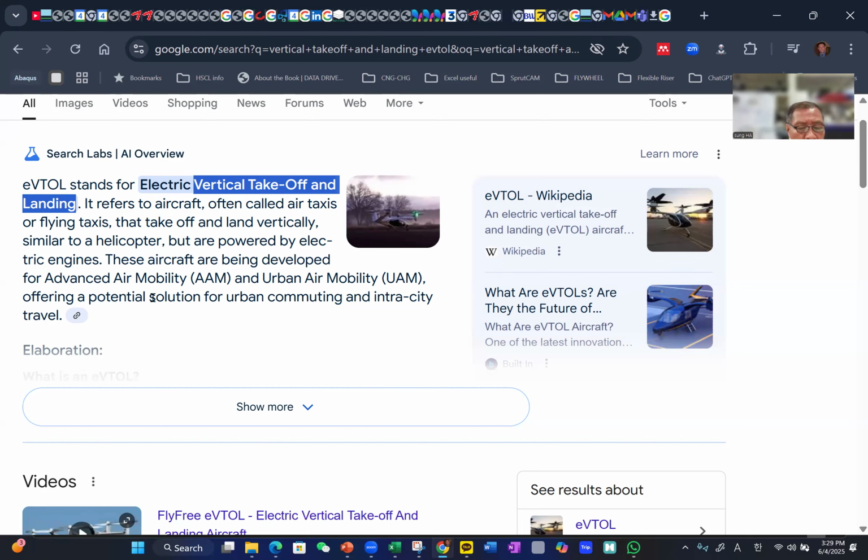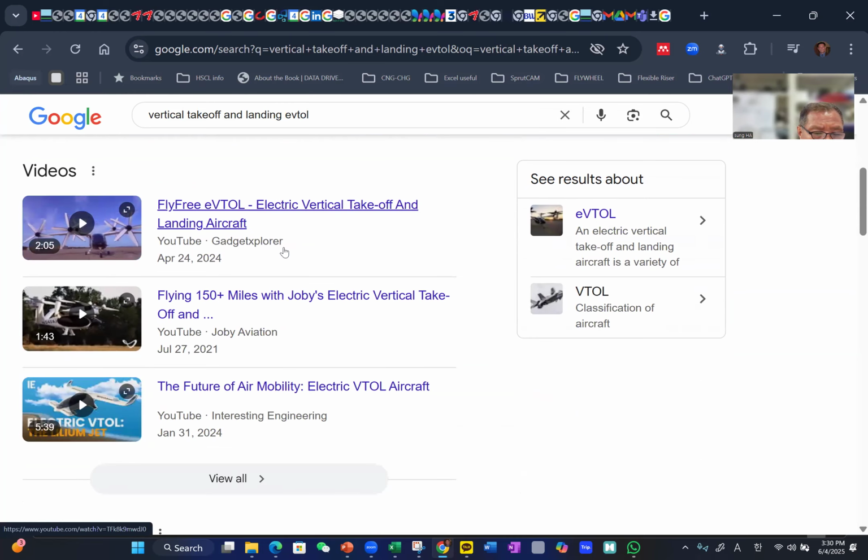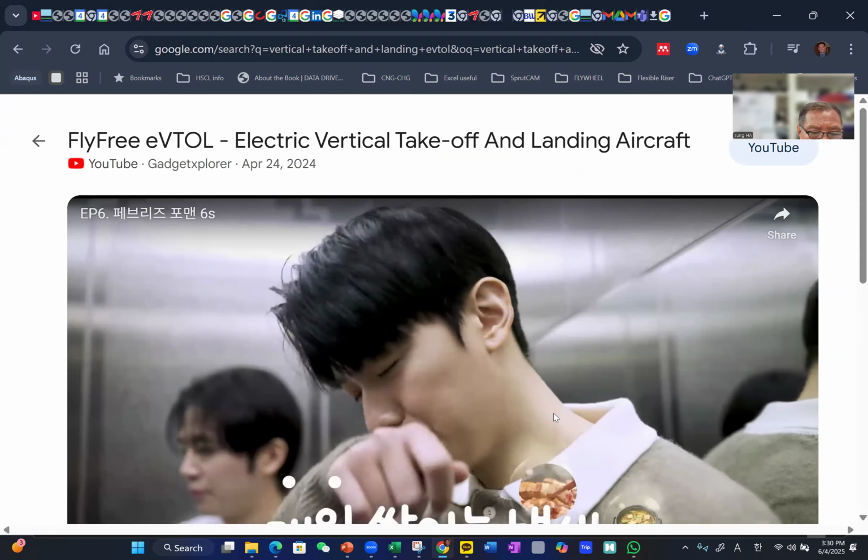this way we don't need any large space for landing and takeoff, right? So to be used in urban air mobility, UAM, or advanced air mobility, AAM, this eVTOL takeoff and landing is critical. Let's say any eVTOL will be okay, but let's watch one of them.